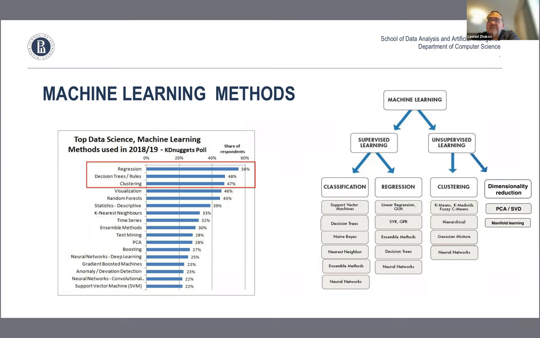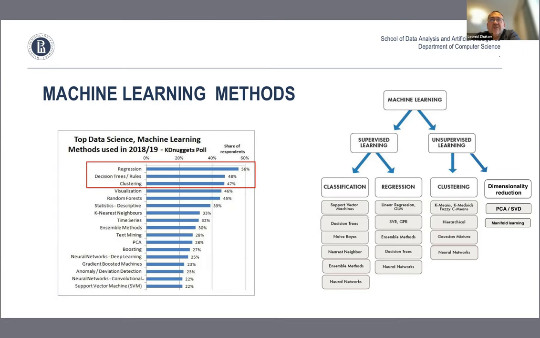Now, when we're talking about regression, this is again predicting numbers. There are again linear regression, ensemble methods, decision trees, support vector regression. So pretty much very similar methods as for classification. Within clustering, there are also methods that we're going to be talking about, like k-means and hierarchical clustering. And for dimensionality reduction, classical methods are principal component analysis, singular value decomposition, or more modern methods for various so-called manifold learning.